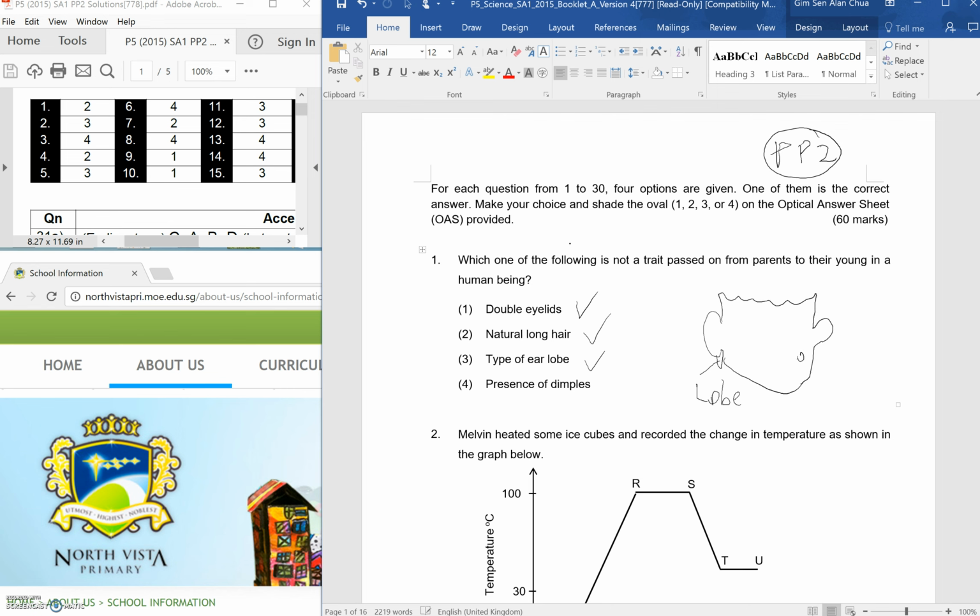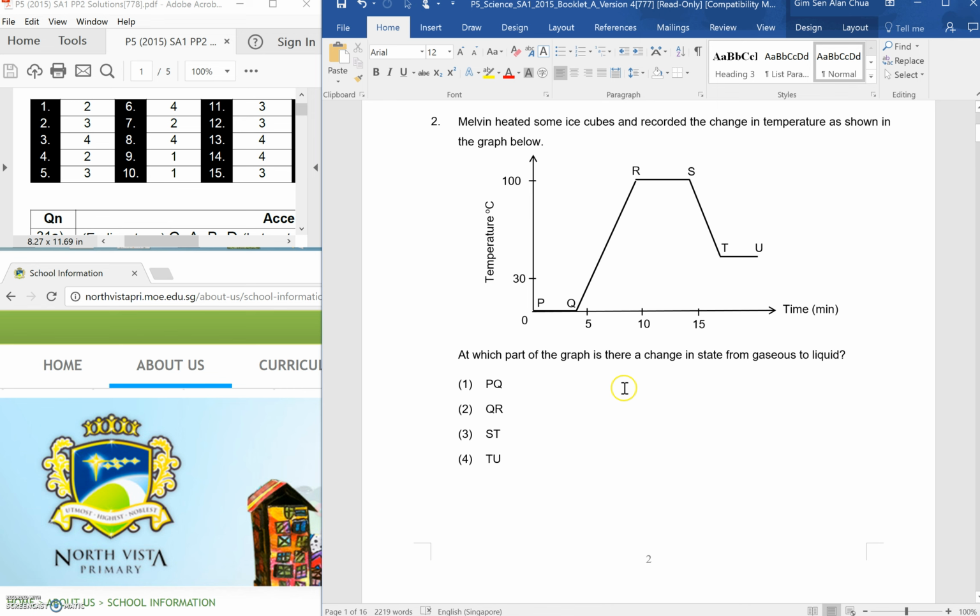And then double eyelid, right? So over here we can tell that natural long hair, whether or not we have long or short hair depends on our choice and preference, so we can cut them short. And so which one is not a trait? Not a trait, and then our answer here is 2. Right, 2. So that's our answer, 2.